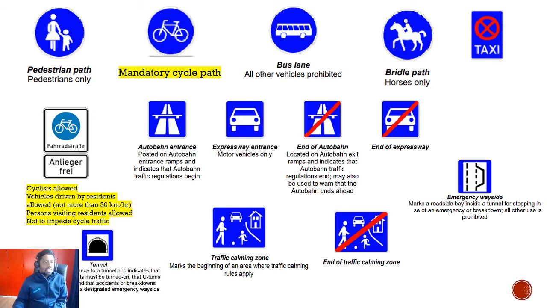Now let's look at some additional symbols that you will see in your question set. Pedestrian path, this tells you this is only for pedestrians, so no other vehicles are allowed here. So this tells you this is a footpath. This tells you this is a mandatory cycle path. Okay, so you cannot drive a motorbike, for example, here. This is a mandatory bus lane. This tells you this is for horses only.